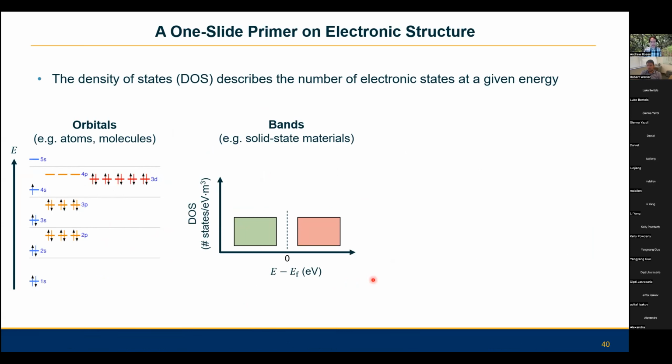I'm going to flip this figure on its side for the sake of the rest of the figures I will show, where on the y-axis we have the density of states, which is effectively a histogram describing the energetic distribution of the electrons in your material.